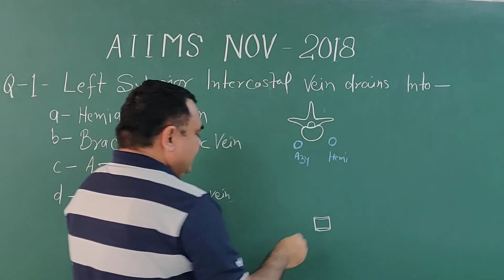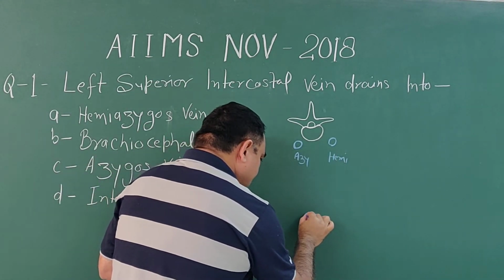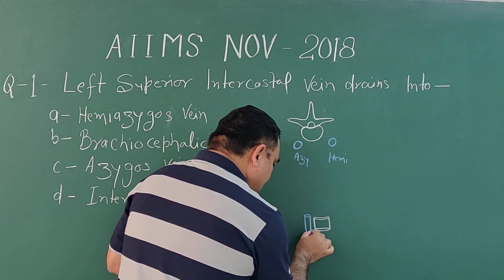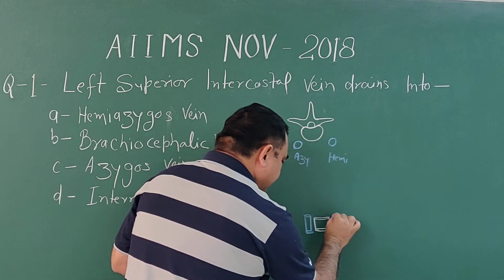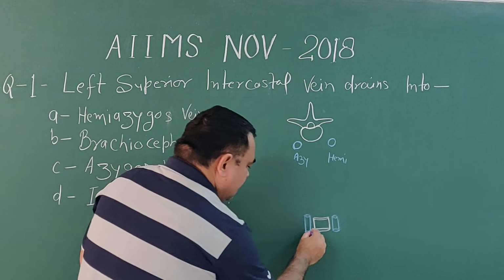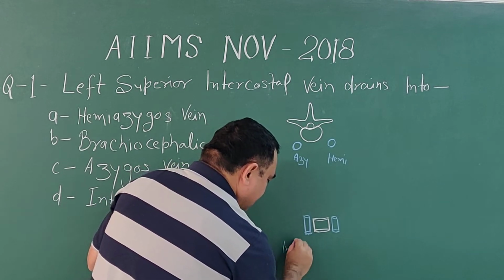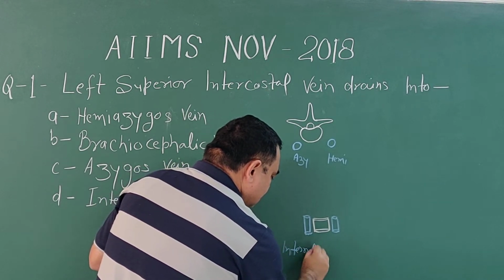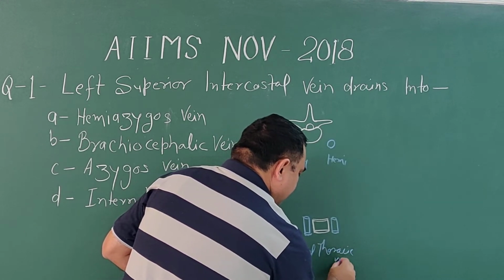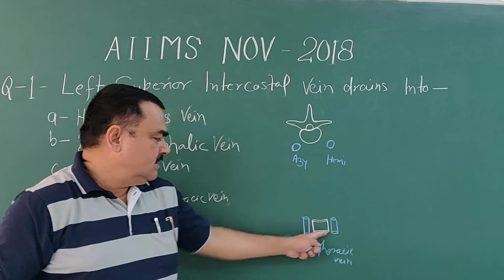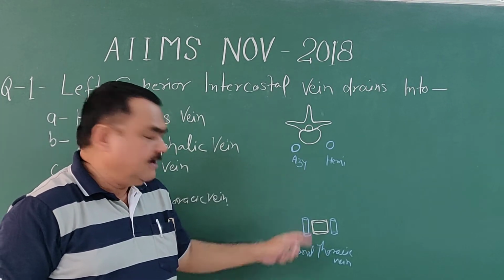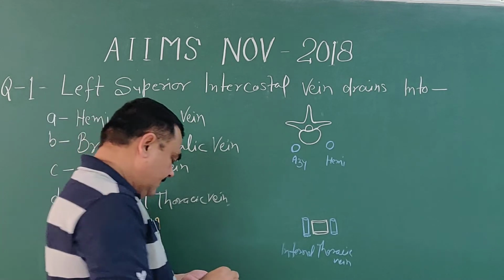Hemiazygous vein. And here this is the internal thoracic vein accompanying the artery. This is the internal thoracic vein. On each side of the sternum, the internal thoracic vein accompanies the artery.